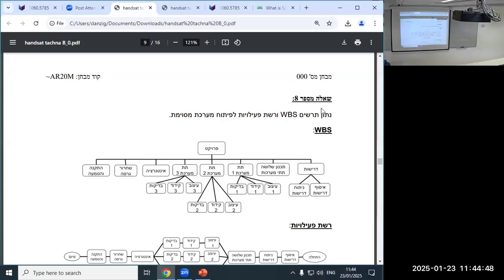Given: we have it, WBS. What does it stand for? Right, work breakdown structure. Yes. Given a WBS and a network of actions or activities for some system.